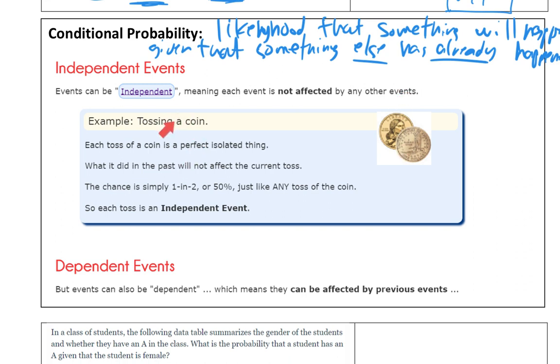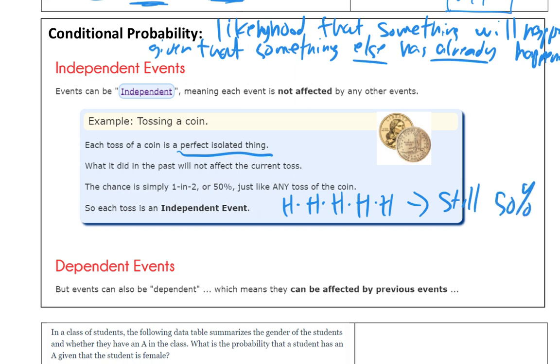So, like we talked about before, tossing a coin. Each toss of a coin is a perfect isolated thing. What it did in the past will not affect the current toss. The chance is simply 1 in 2 or 50%, just like any other toss. So each one is an independent event. Even if it's heads and then heads and then heads and then heads, you might think the chances of getting heads is more likely than tails, but no, it's still 50%. It has no bearing on what happened before.